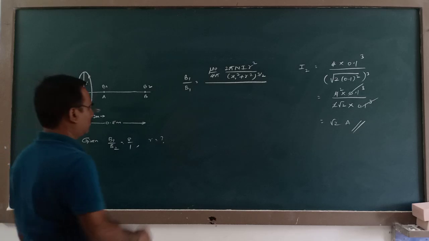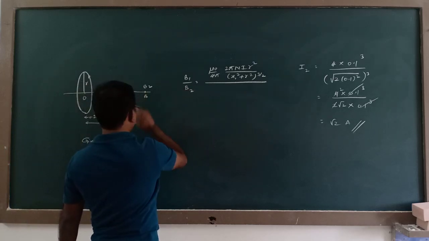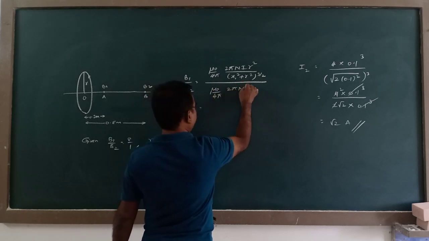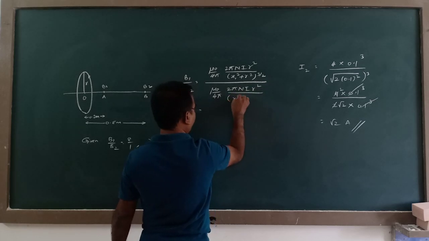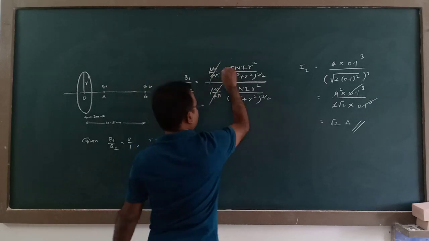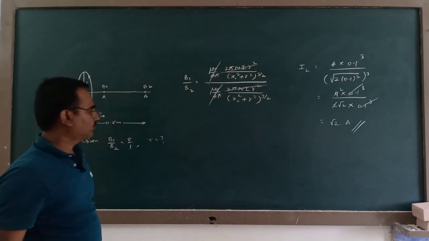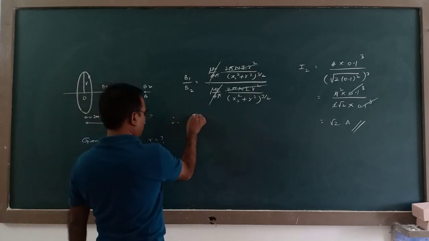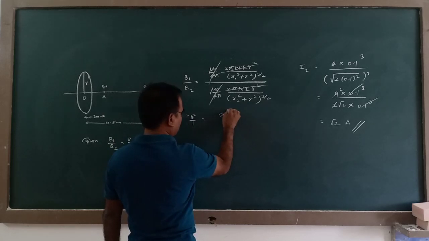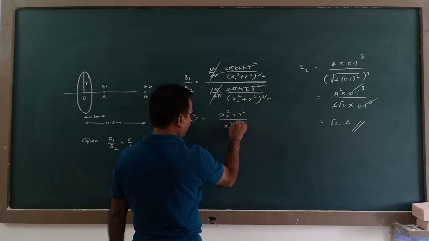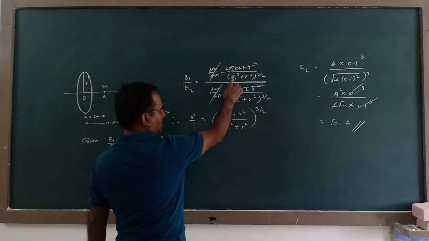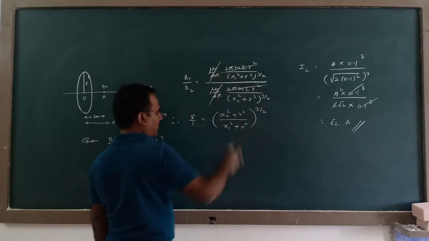Similarly, field at this point is mu naught by 4 pi, 2 pi N i r square divided by (x2 square plus r square) whole to the power of 3 by 2. So these common terms will cancel. Therefore 8 by 1 equals (x2 square plus r square) divided by (x1 square plus r square) whole to the power of 3 by 2. See, this term will come to the denominator and this will come to the numerator.